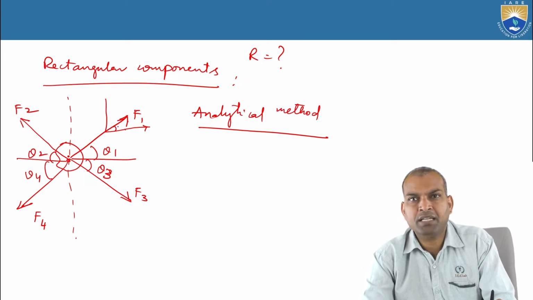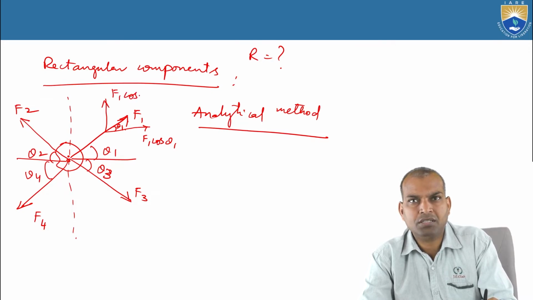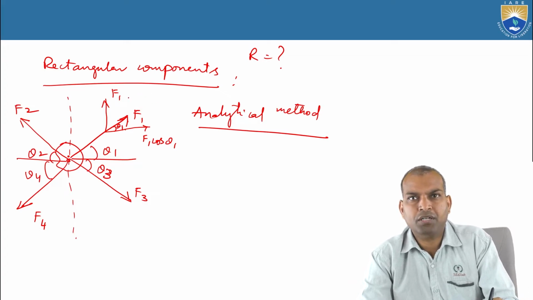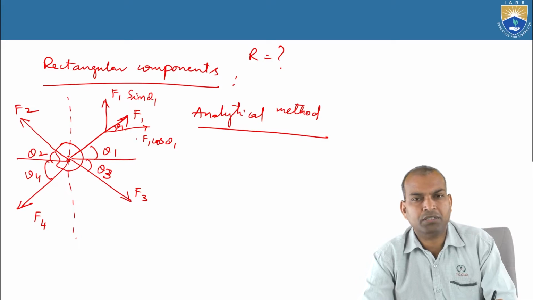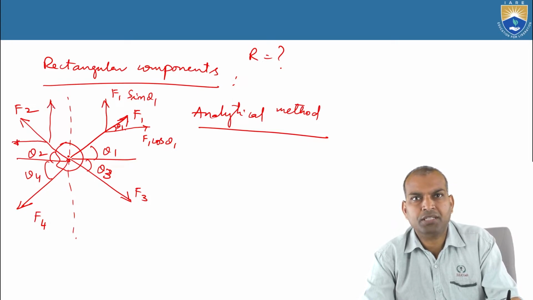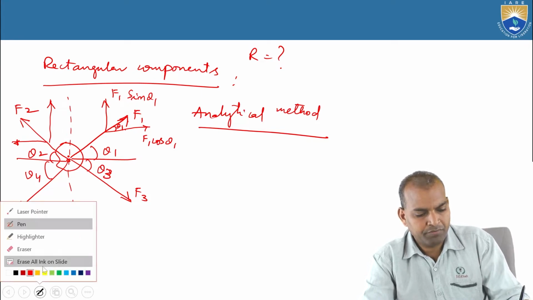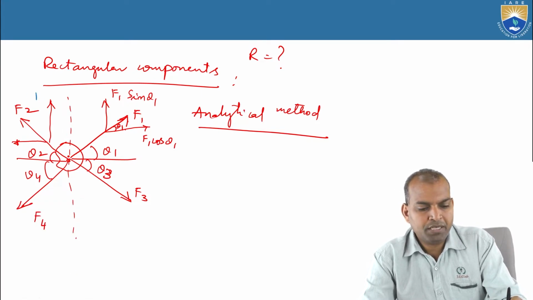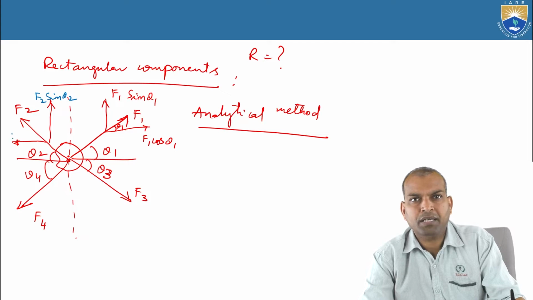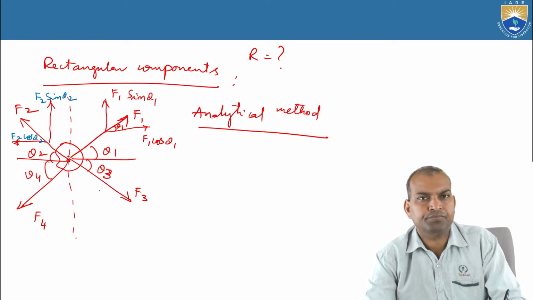Now, the angle made here is theta 1. That means this component is F1 cos theta 1, and here it is F1 sin theta 1. Similarly, for F2, the horizontal component in this direction and the vertical component in this direction. This component is F2 sin theta 2, and this one becomes F2 cos theta 2.